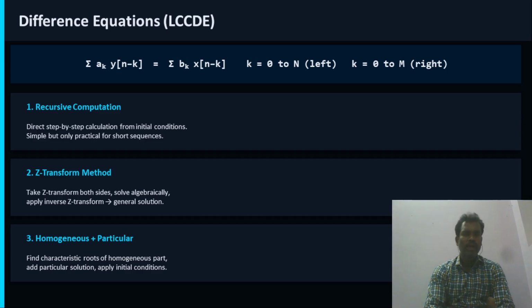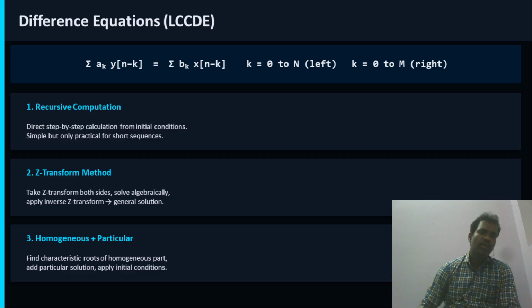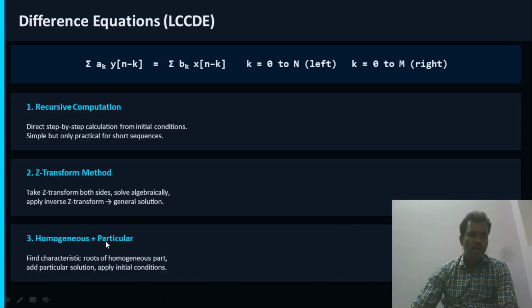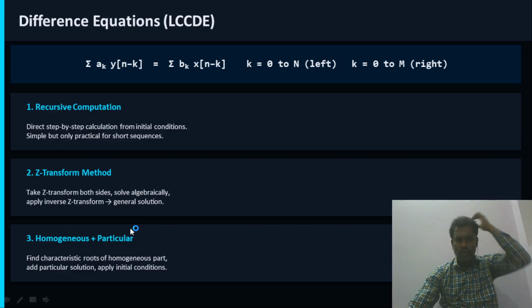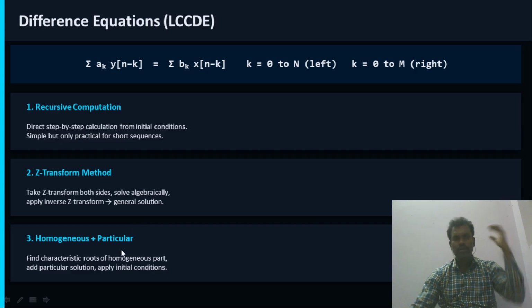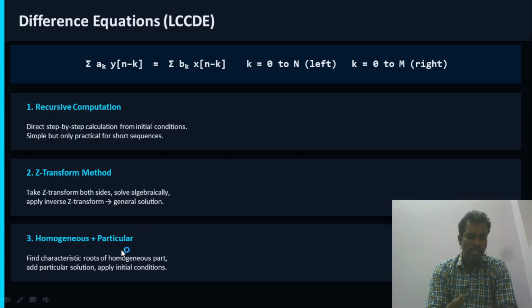This is one way of finding the output of a system, the convolution sum. Another way is finding the response of the system by solving the difference equation. How will you solve the difference equation? We will find two responses, the homogeneous response and the particular response. Any system can be represented with two responses: the zero input response and the zero state response.